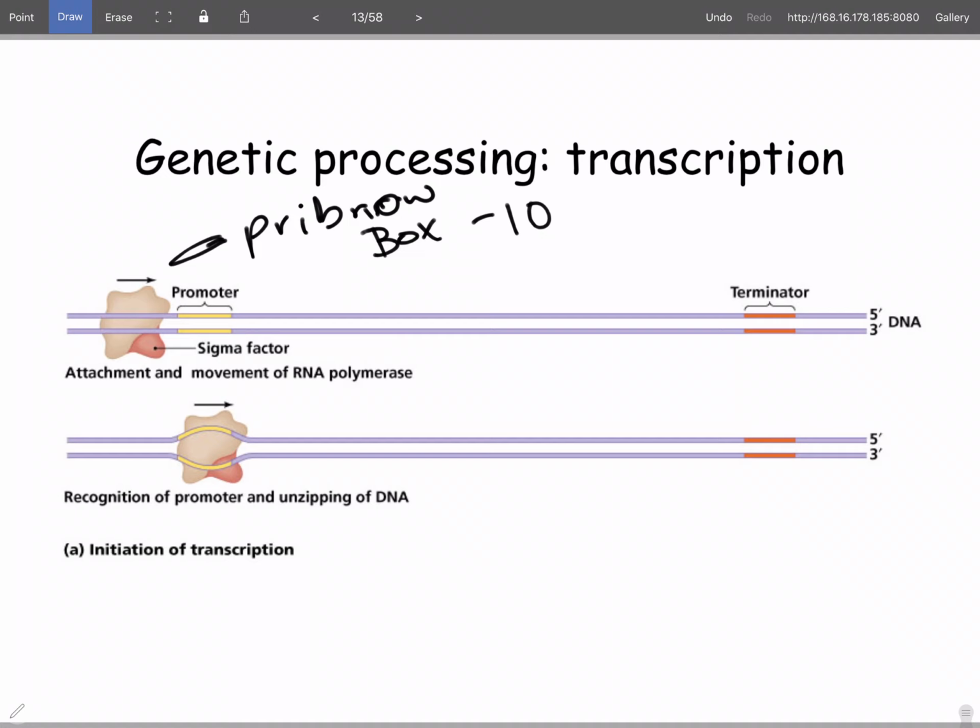that's called the Pribnow box that RNA polymerase can bind to. All right, it's found in the promoter. Now, so that's how the RNA polymerase binds to the gene sequence that it's going to transcribe. How does it know which genes to transcribe?